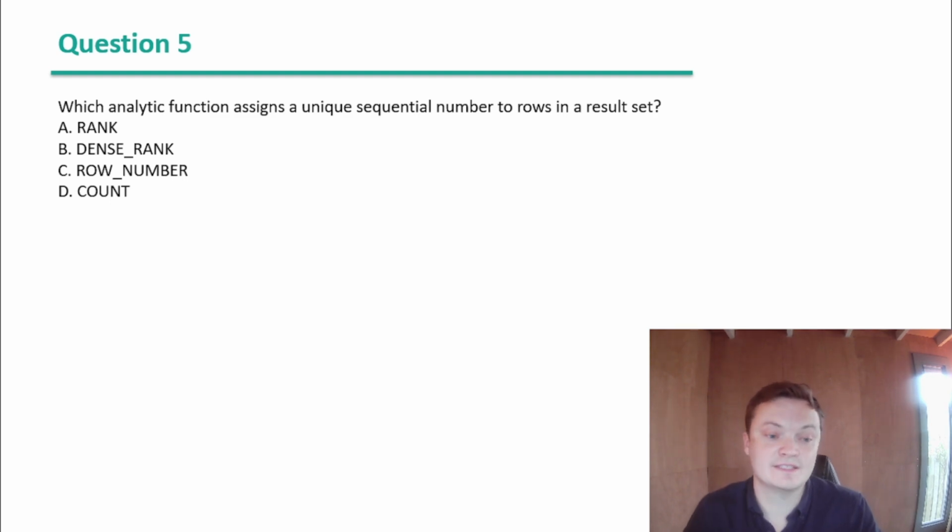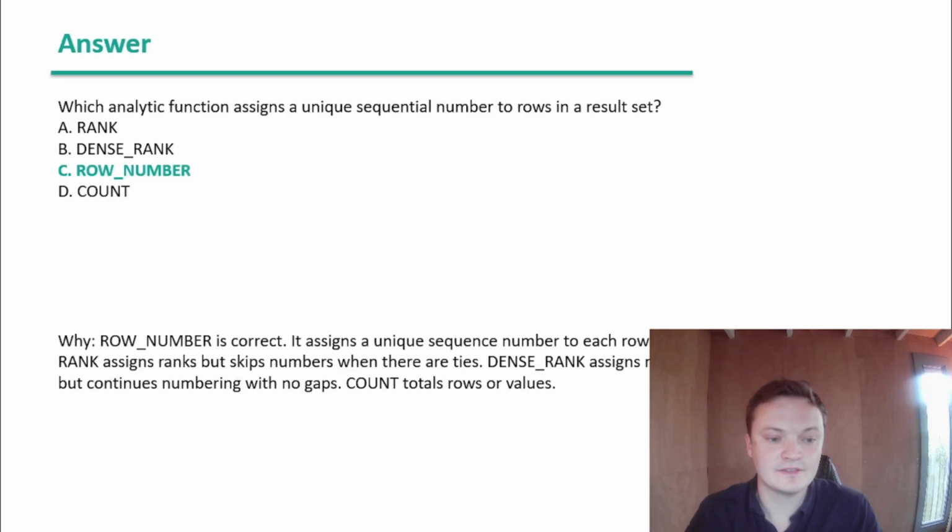And the final question. Which analytic function assigns a unique sequential number to rows in a result set? Rank, dense rank, row number, or count? And the answer is row number. Row number is correct. It assigns a unique sequence number to each row. Rank assigns ranks but skips numbers when there are ties. Dense rank assigns ranks but continues numbering with no gaps, and count is the total count of rows or values.